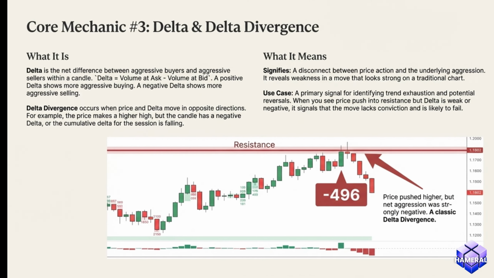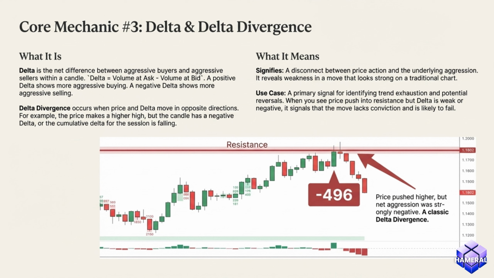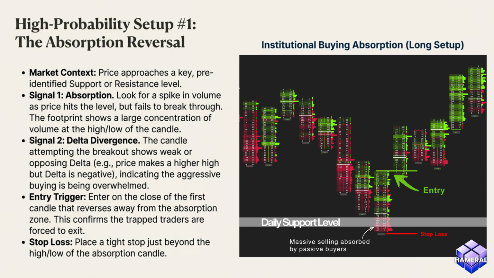Core mechanic number 3 is delta and delta divergence. Delta is the net difference between aggressive buying and selling. A divergence occurs when the price moves in one direction, but the delta moves in the opposite. For instance, if price pushes into resistance, but the delta is negative, it signals that the move lacks conviction and is likely a trap.